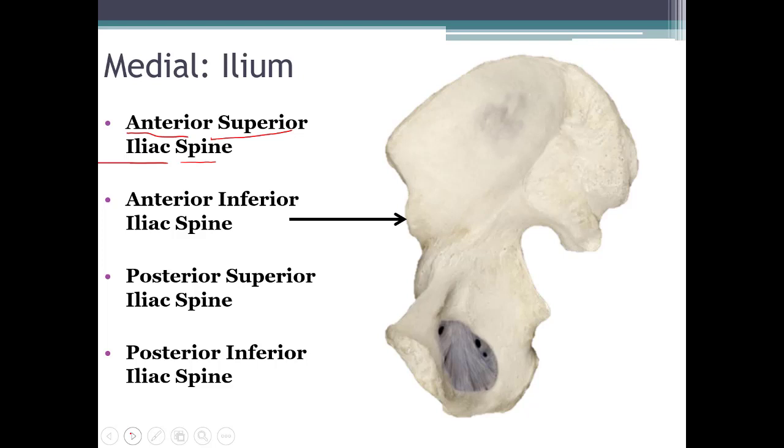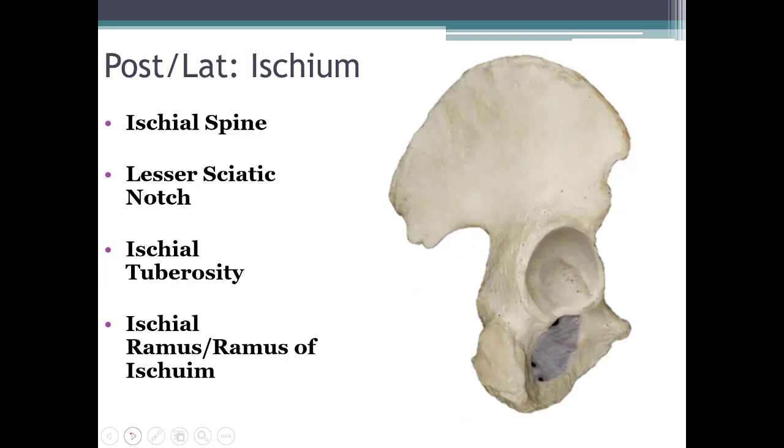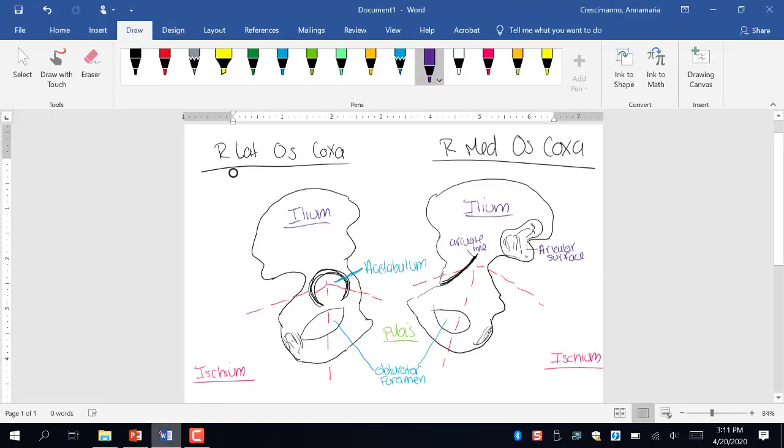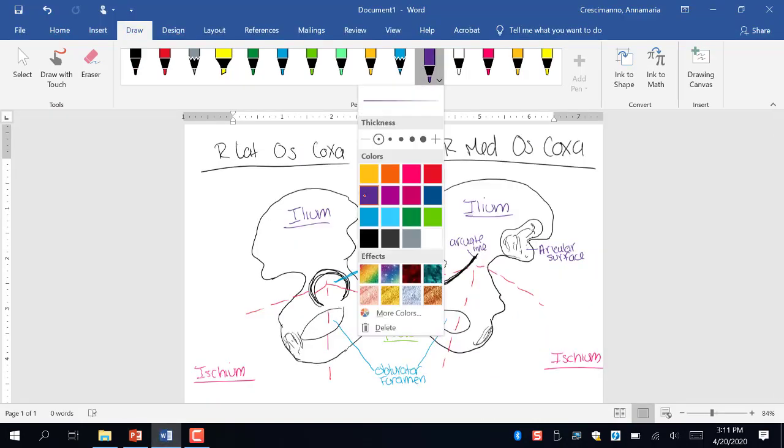If I have anterior versions of these spines, I probably have posterior versions. So this is a posterior superior iliac spine, and this is a posterior inferior iliac spine right near that auricular surface. So really you can see these spines from both the anterior and both the medial and lateral sides. So we're going to go back over to our picture here and label them on all sides.